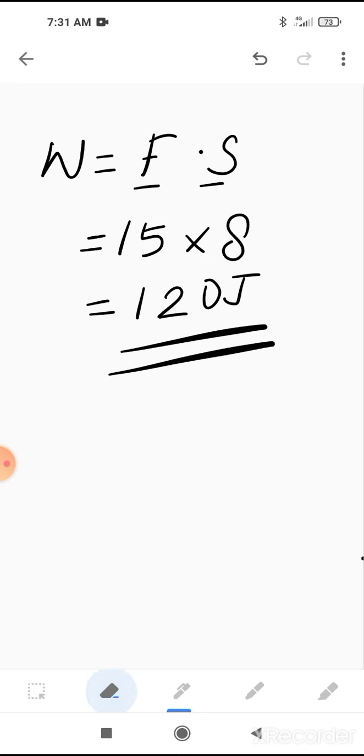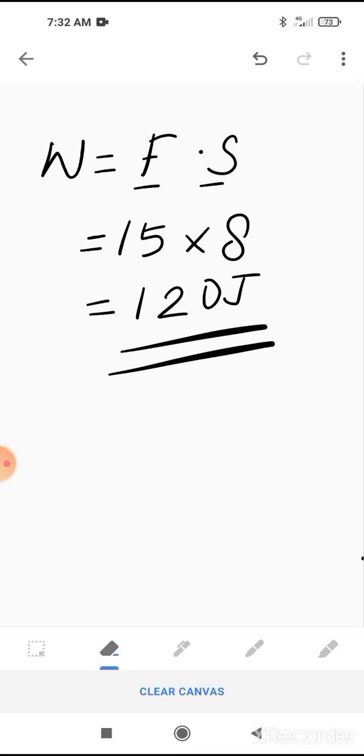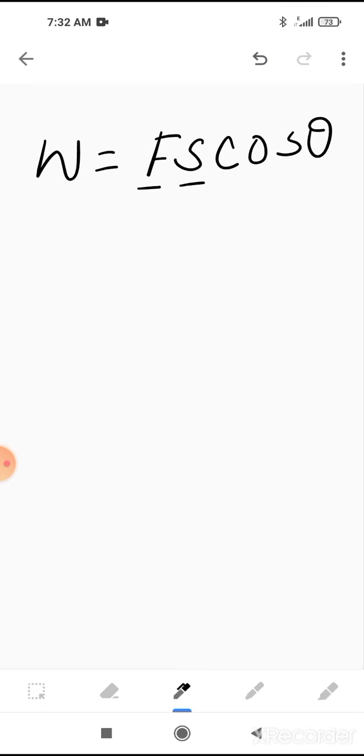Now example 2. A force of 50 Newton acts on a body and moves it through a distance of 4 meter on a horizontal surface. Calculate the work done if the direction of the force is at an angle of 60 degree to the horizontal surface. In this case, force and displacement are not in the same direction. So the formula for work is Fs cos theta. F is the force, S is the displacement, theta is the angle between F and S.